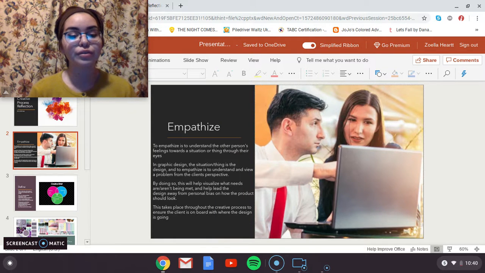By doing so, this will help visualize what needs are and aren't being met, and help lead the design away from personal bias on how the product should look. This takes place throughout the creative process to ensure that the client is on board with where the design is going, and is a vital tool towards creating strong communication with the client.